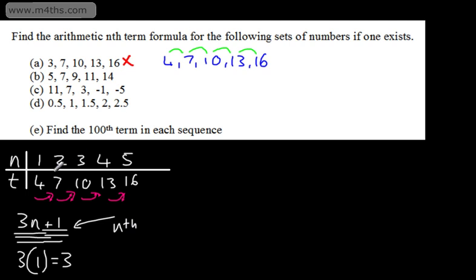So if we look at what I've just done, I found that it goes up by 3 each time. So I start with 3n. I then let n be equal to 1. 3 times by 1 is 3, but I need to make it 4, so I add 1 on. Does that work for the second one?